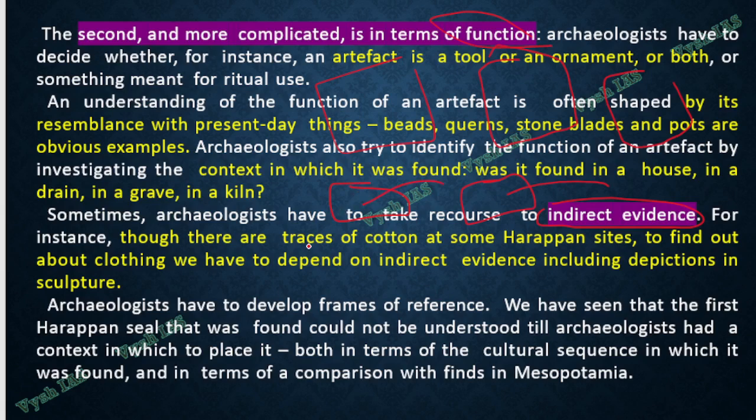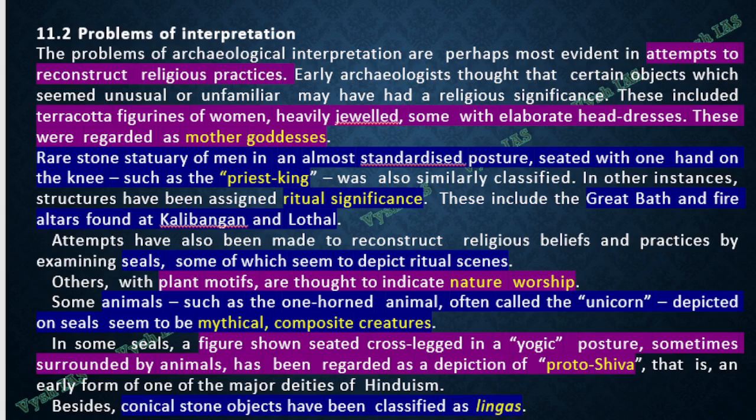Okay, like traces of cotton is there, based on that maybe you can conclude that they are using cotton clothing. So like that there is a lot of indirect evidence also which these historians use, so that you can conclude something.